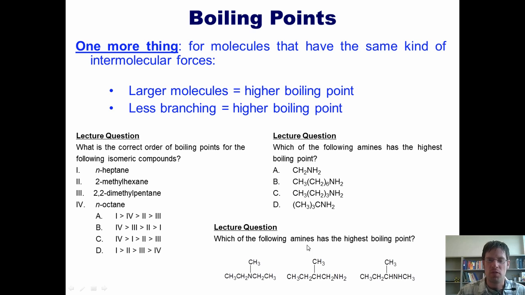The last question: which of the following amines has the highest boiling point? This is a little different. Here I've got a tertiary amine. Is there any hydrogen bonding in that? Here I've got a primary amine. Is there any hydrogen bonding in that? And here I've got a secondary amine. Is there any hydrogen bonding in that? And how much? How will that affect the boiling points? I'll let you decide, and we'll get to it together in class.